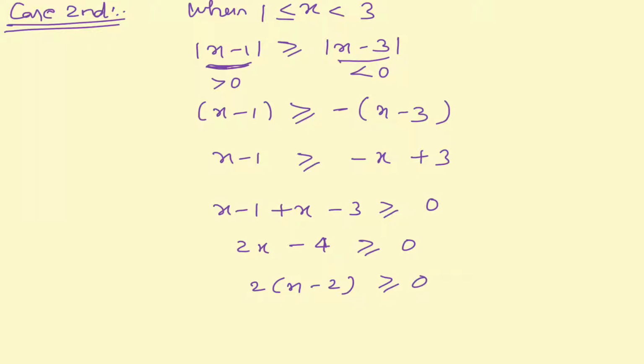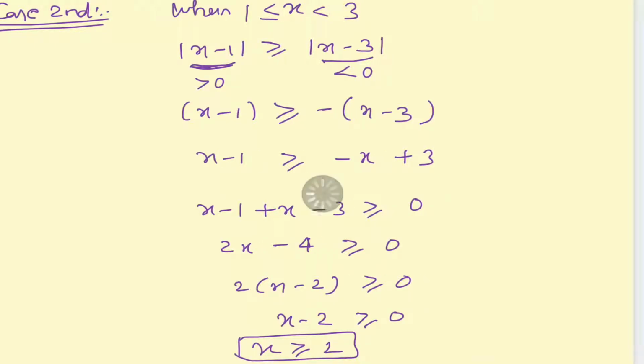We can divide by 2 on both sides, that is nothing but x minus 2 greater than or equal to 0, and this is nothing but x is greater than or equal to 2. X is greater than or equal to 2 when it is possible, and we need to take x greater than or equal to 2 when x is from 1 to 3. We need to take only those values, that means x should be greater than or equal to 2 when x is between 1 to 3.